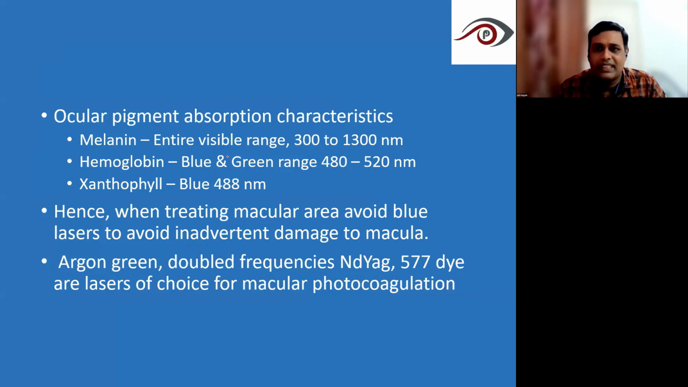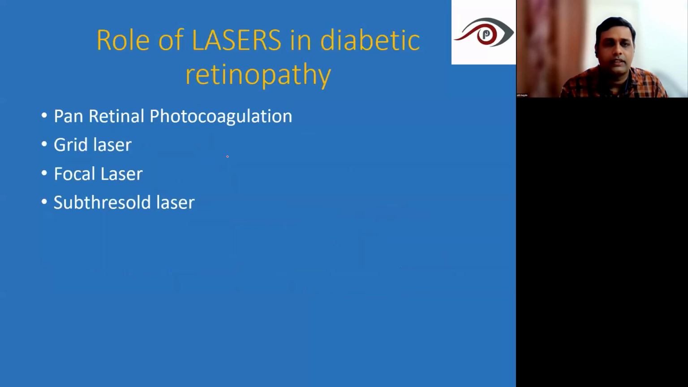There are various pigments on the fovea, like melanin, hemoglobin, and xanthophyll, and they usually absorb certain lights, especially in the blue and green range. So it's better for us, especially at the fovea where the xanthophyll is more, to avoid blue laser light. But melanin absorbs from 300 to 1300 nanometers. So in the peripheral retina, you can give the green laser, which works better, but at the fovea it should be avoided.